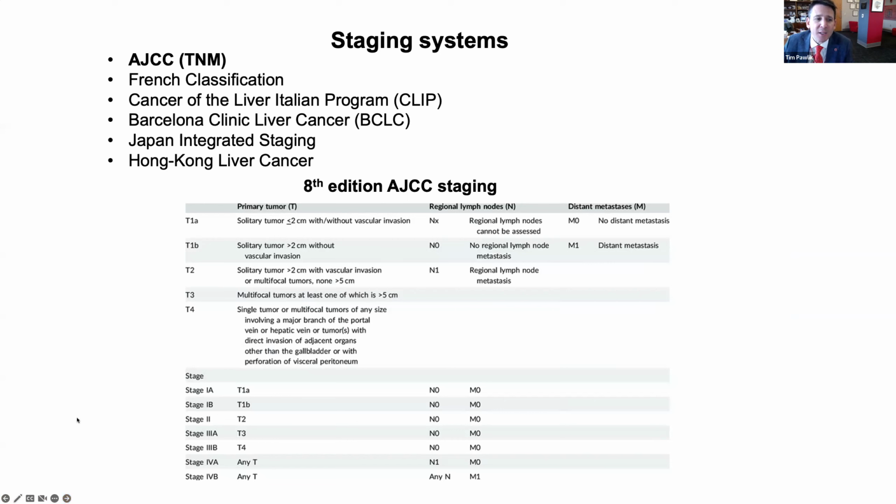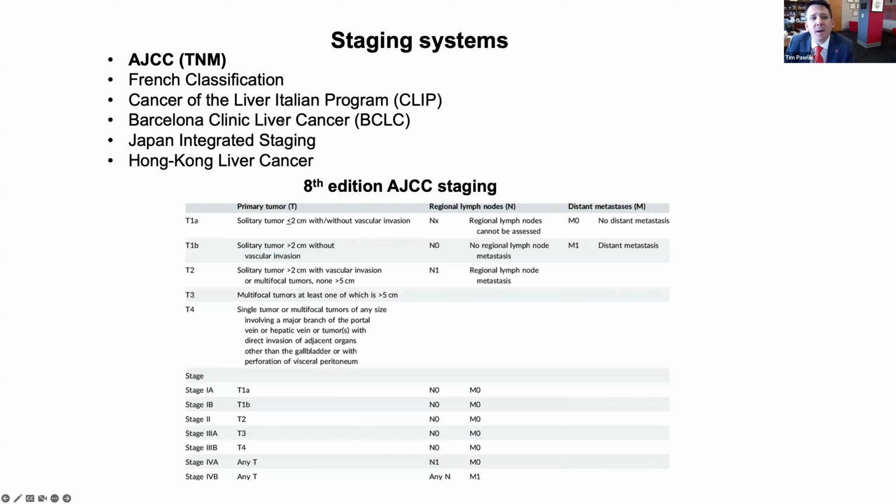And patients are classified as either having a T1A or T1B lesion, whether they have a solitary lesion that is either less than 2 centimeters with or without vascular invasion, or greater than 2 centimeters without vascular invasion. And then you can see in T2, it's those lesions that have vascular invasion or are multifocal. And then T3 are lesions that are greater than 5 centimeters.